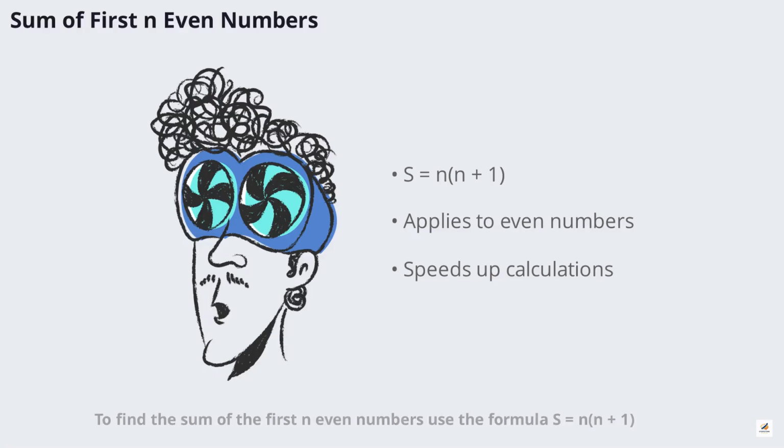To find the sum of the first n even numbers, use the formula S equals n(n plus 1). For example, the sum of the first 5 even numbers is 5 times 6 equals 30. This shortcut is especially helpful for quickly solving sequence problems in exams.